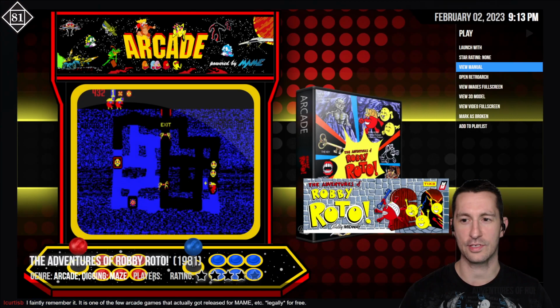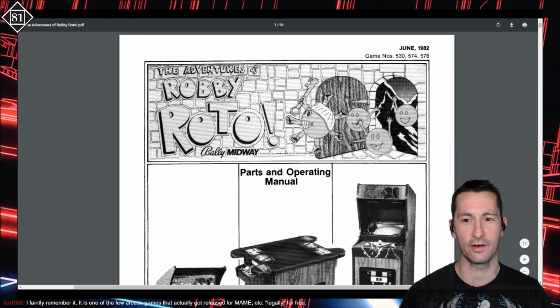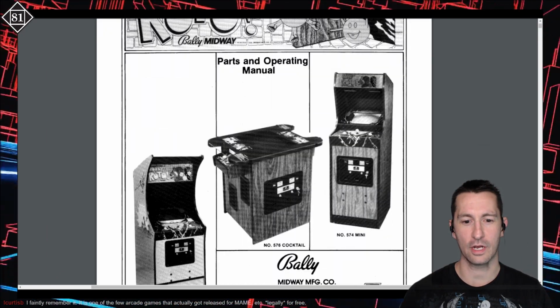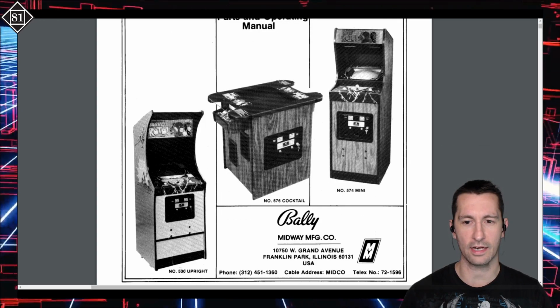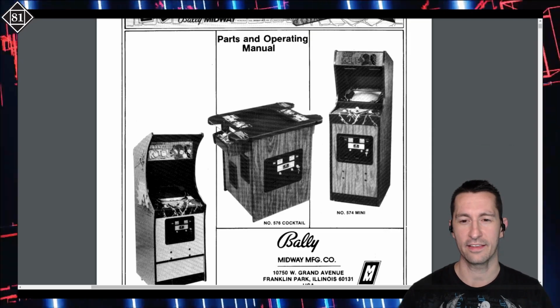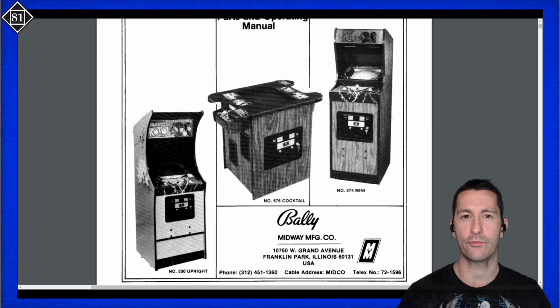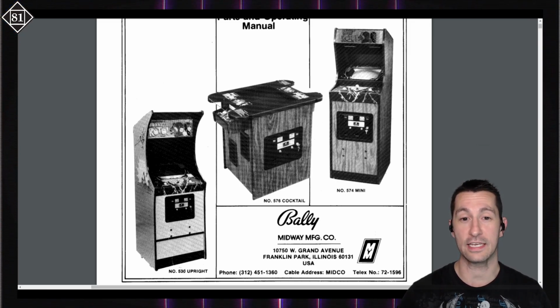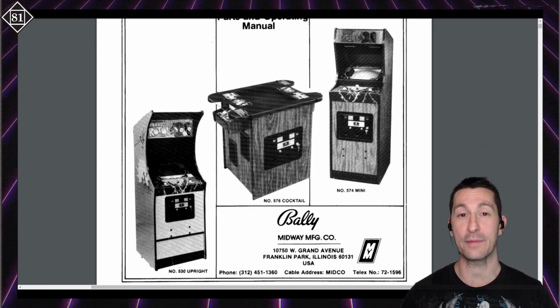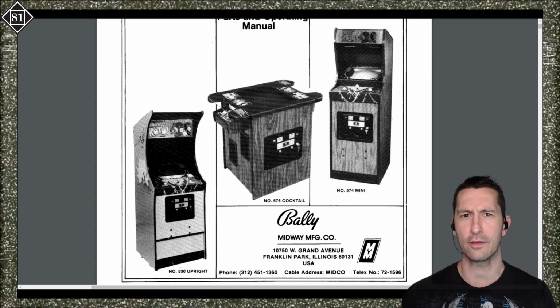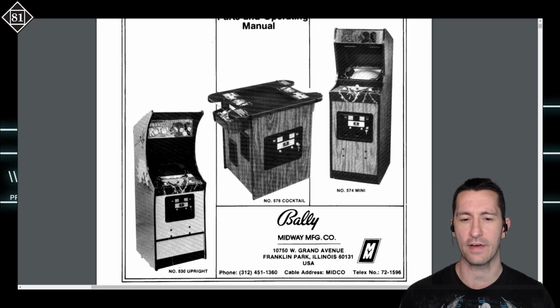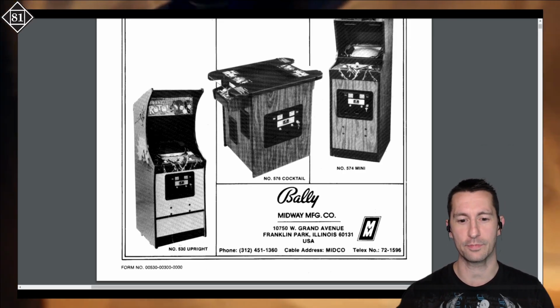I'm intrigued. Let's see the manual for Robby Roto. The parts and operator manual with all 3 examples of the cabinets. The full upright, the cocktail, and the mini. Smaller version, which if you remember from the Electronic Games magazine, they were advertising buying your own arcade cabinets. So people were buying the mini version. It was priced, I think, between $300 and $500. You could have your own arcade cabinet at home. And apparently that's what people did.